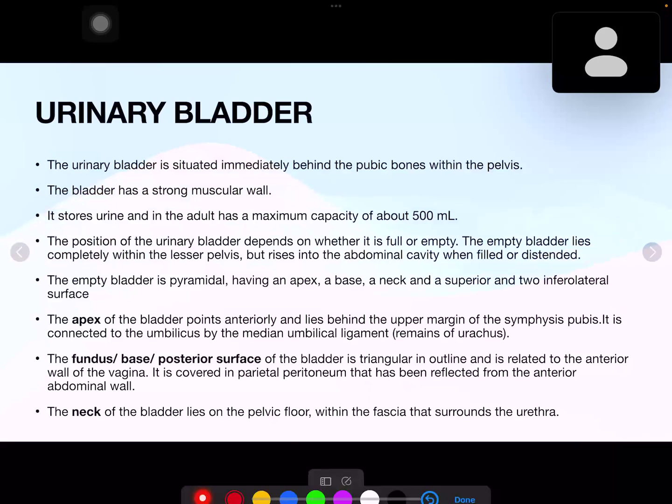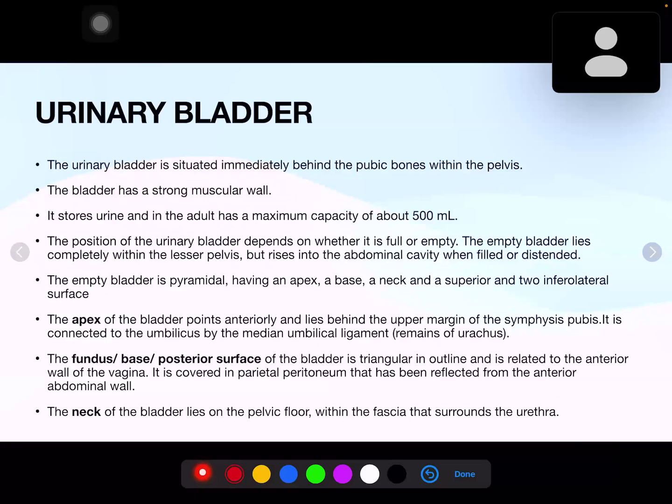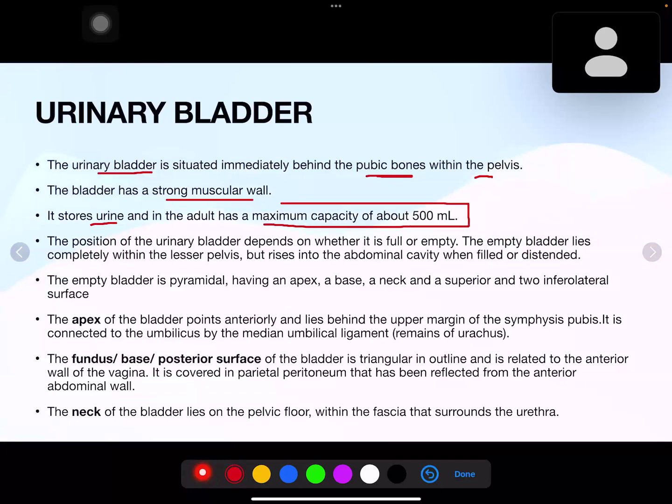So the bladder is also an important structure. It's a pelvic structure because the bladder is situated immediately behind the pubic bones within the pelvis. Okay, it has a strong muscular wall. It stores urine and it has a maximum capacity of about 500 ml.